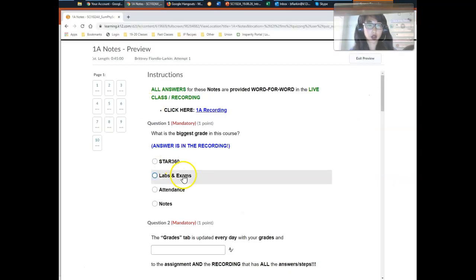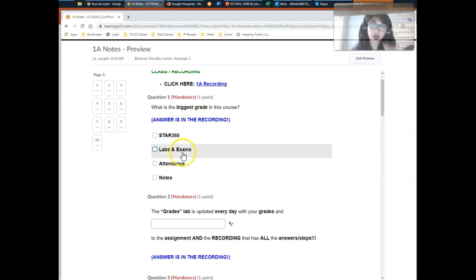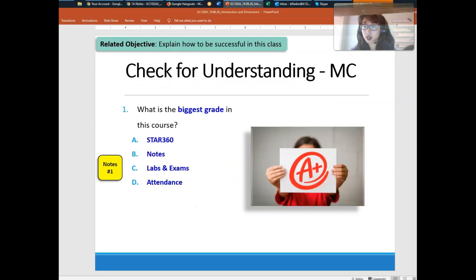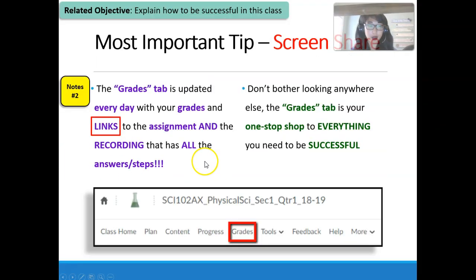So let me go over here. The biggest grade in the course, we just went over it, is labs and exams. Again, that's worth 60% of your grade. You can't pass without them. All right, so we've got number 1 saved. It says saved right here. So we're going to move on. And again, the answers are going to be here as we go. So let's keep on moving.